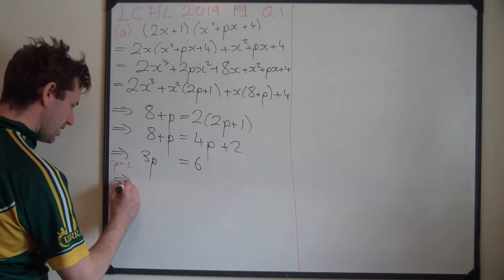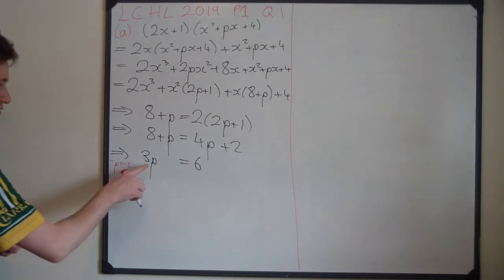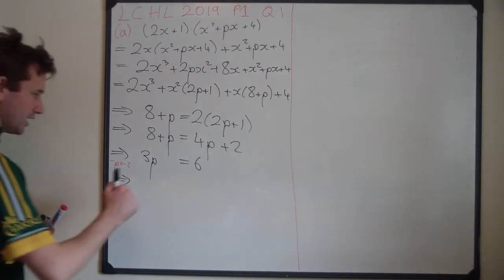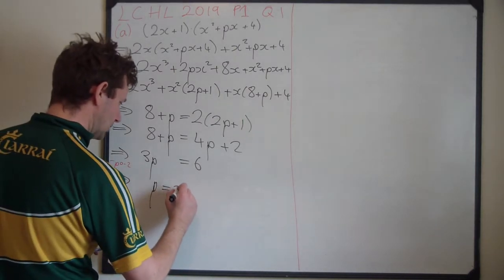And then I have a multiplied by 3. I want to get rid of that. So the inverse of multiplying by 3 is dividing by 3. I do that to both sides. I get p is equal to 2.